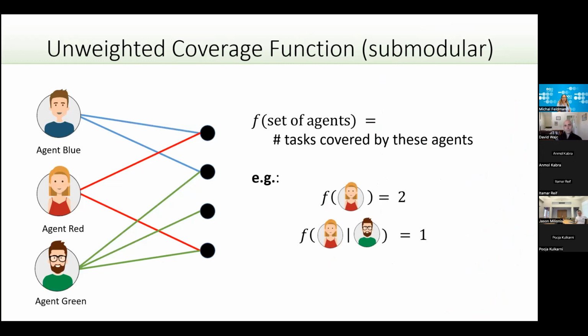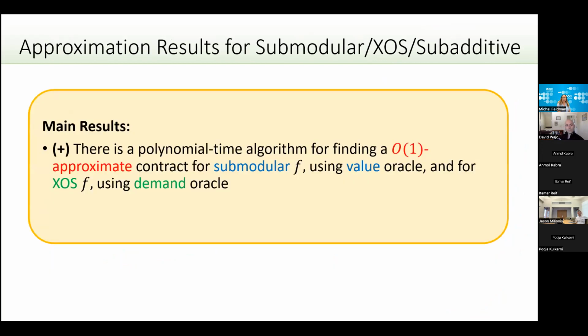Okay, let me skip this slide. This is a kind of motivating slide, but I don't have time for this. I want to present the main results. So first of all, the main positive result, which is also the main result of this work, is that we have a polytime algorithm for finding a constant approximation for the optimal contract for the case where F is submodular or XOS. Now, for F that is submodular, we can get a constant approximation using just value queries, which are weaker. And for XOS functions, we get this result with access to demand queries, which are stronger.